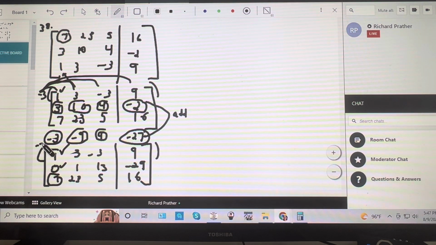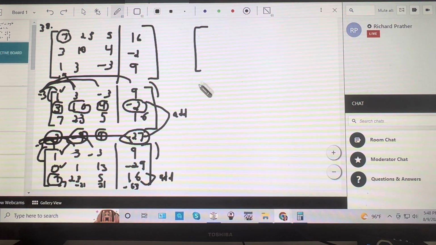So if I multiply the row where the 1 is by negative 7, then I'll get my opposite that I need. Negative 7 times 1 is negative 7. I'll put it right down here. Negative 7 times 3 is negative 21. Negative 7 times negative 3 is positive 21. Negative 7 times 9 is negative 63. Add these two rows together and you'll have a 0 in the bottom slot.